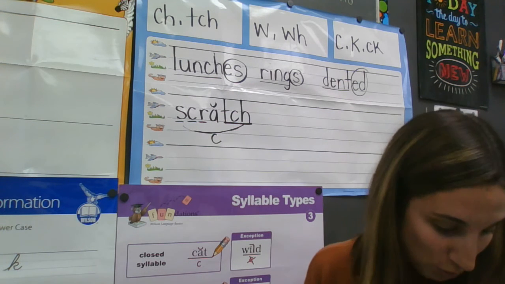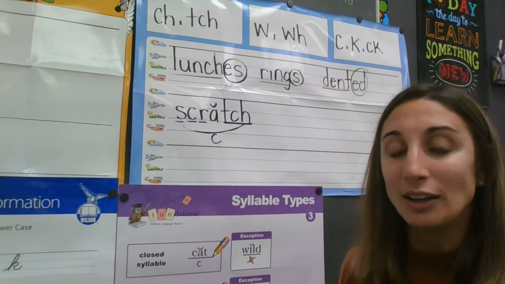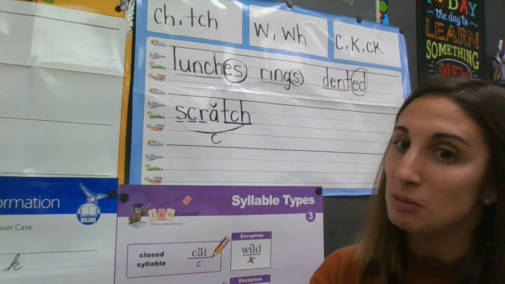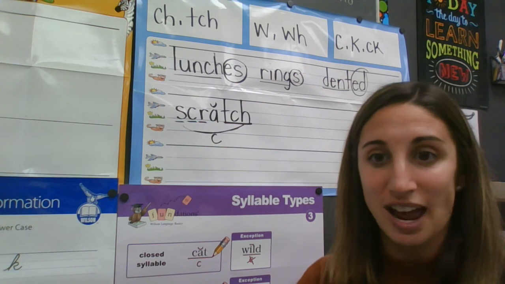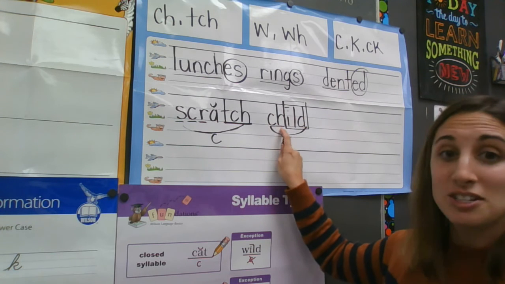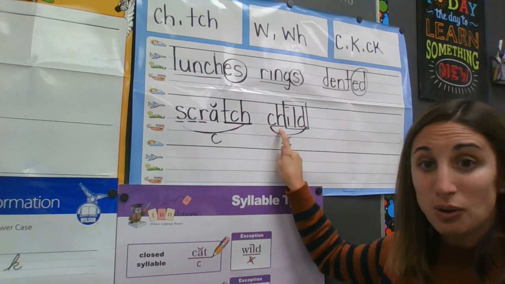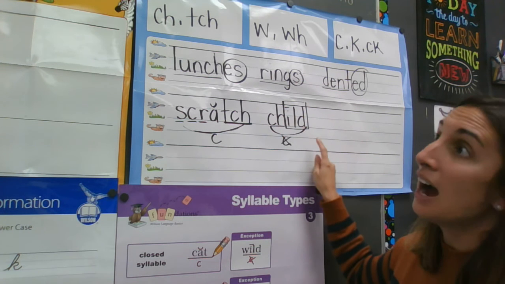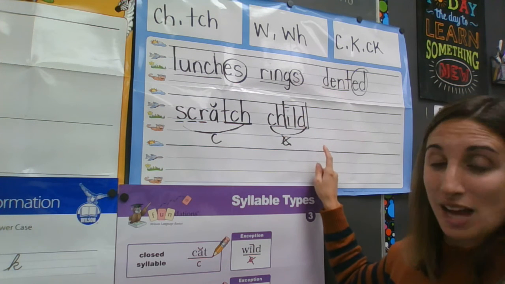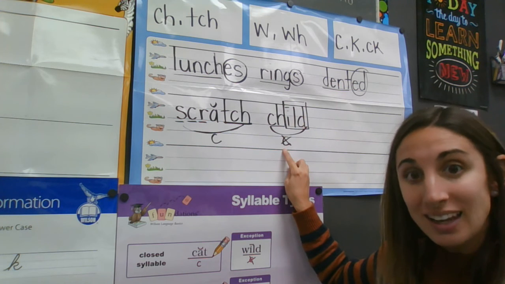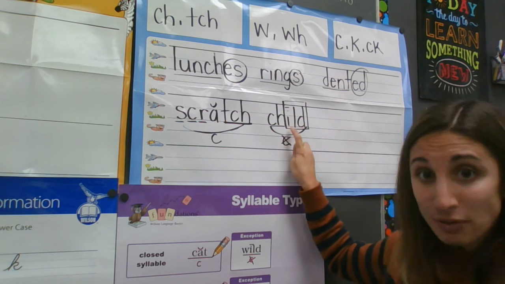Here's your next review word. It is child. Say it, child. Go ahead and spell it and mark it the best you can and then check. Okay, let's see how you did. CH at the beginning is a digraph. Did you underline the digraph? And then you should have boxed in ILD, wild. ILD is a closed syllable exception because it has one vowel.